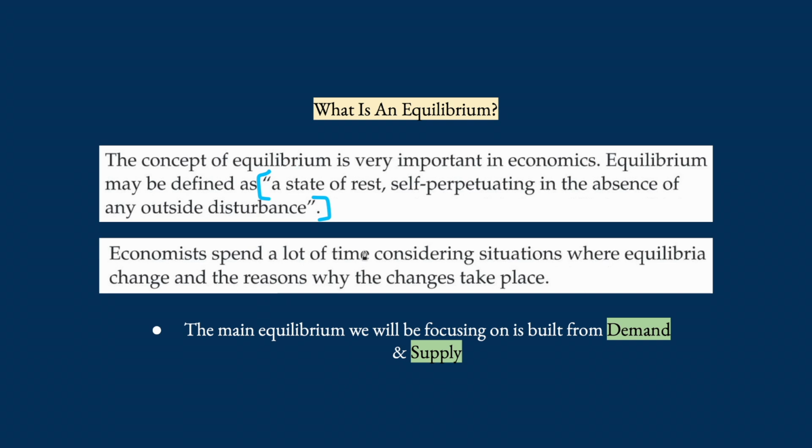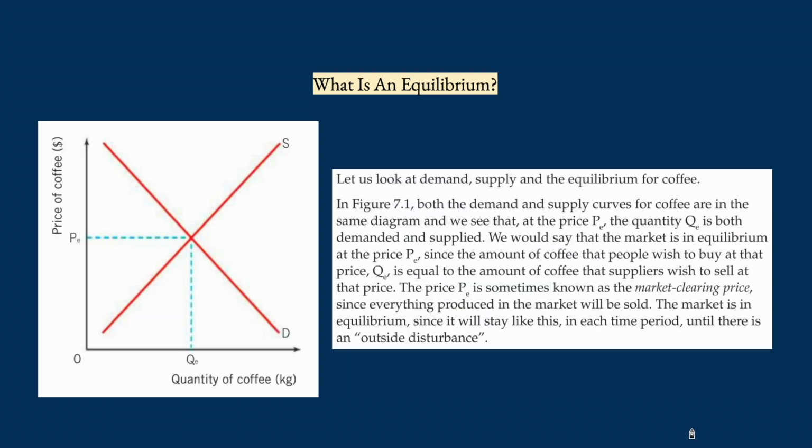And economists spent a lot of time considering situations where equilibria, which is plural for equilibrium, change and the reasons why the changes take place. The main equilibrium we will be focusing on is built from the demand and supply curve. And this isn't just going to apply for the market equilibrium. I swear 90% of the equilibriums we're going to study throughout micro and macroeconomics are going to be built on these ideas from demand and supply. So it's so important to pay attention and understand it now so that you'll be able to apply it way easier later on. All right, so now let's look through a textbook analysis.